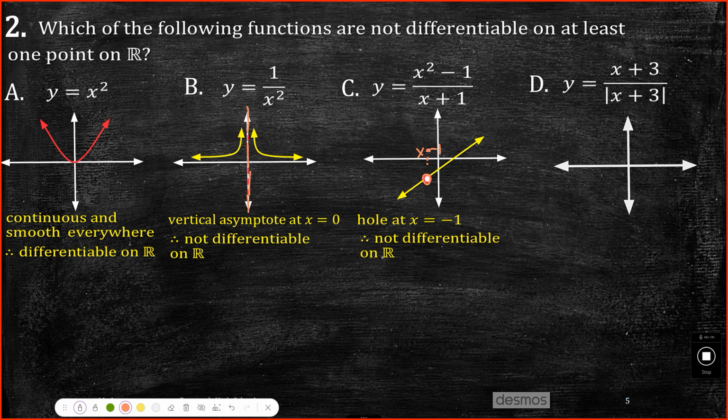This one is the one that goes something at x equal to negative 3. It goes this way here, and then it goes this way here. It's negative 1, positive 1. So jump discontinuity, not differentiable at x equal to negative 3. So it has a jump discontinuity at x equals negative 3, and it's not differentiable on R.